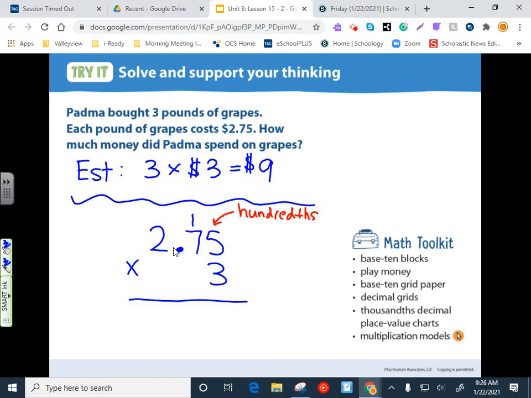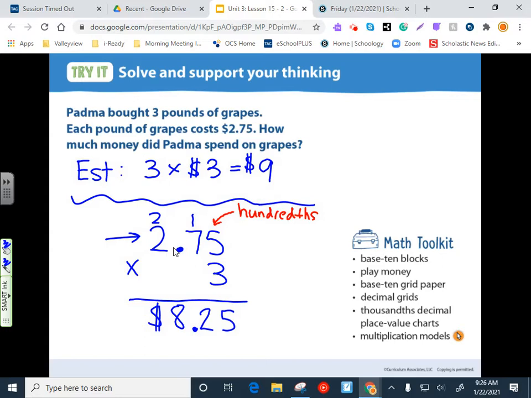5 times 3 is 15. 3 times 7 is 21, plus 1 is 22. And 3 times 2 is 6, plus 2 is 8. And again, one of my factors, this one, was in hundredths. And that means I have to create a hundredths place for this one. So 8.25. And that answer is reasonable to our estimate. So our answer is right.